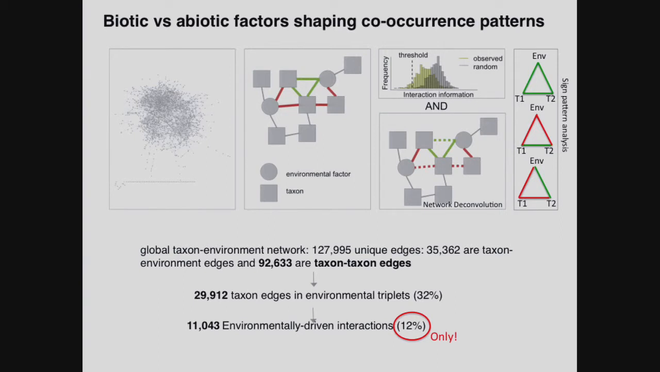Long story short, for the 90,000 interactions that we had there, for 11,000 we could actually show that it was environmentally driven. And that sounds like a lot, but for me it's actually very few. I would have expected that a large majority could be explained by this.